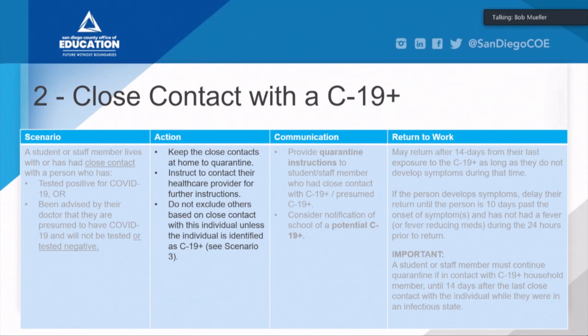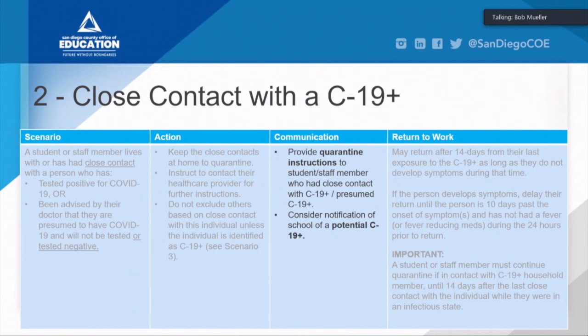The action is going to be that we're going to keep close contacts at home to quarantine for 14 days. We're going to instruct them to contact their healthcare provider for further instructions. That person will determine whether or not testing is necessary. We are not going to exclude others based on contacts with close contacts unless those people are later identified as having COVID-19. In terms of communication, we're going to provide them the quarantine instructions from public health. They are linked in the decision guide, so you can get a copy of them there.